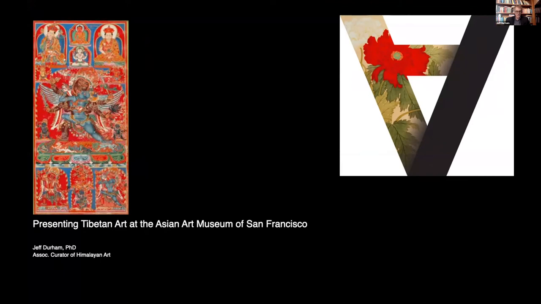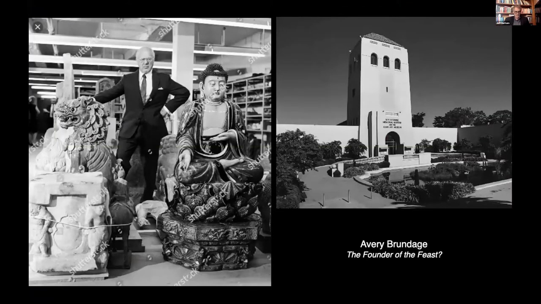Now, the collection's founder is a controversial figure, to say the least. It is perhaps only fitting that I pirate a Shutterstock image of Mr. Brundage, Avery Brundage, the decidedly unpleasant Olympic chairman of imperialist bent, whose collection forms the nucleus of the Asian Art Museum's collection. All told, Mr. Brundage's works amount to about 8,000 of the 18,000 that we conserve.